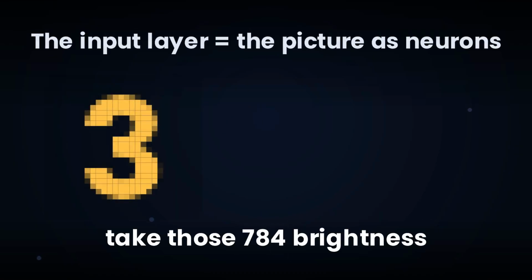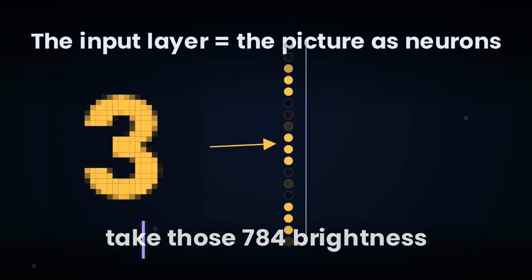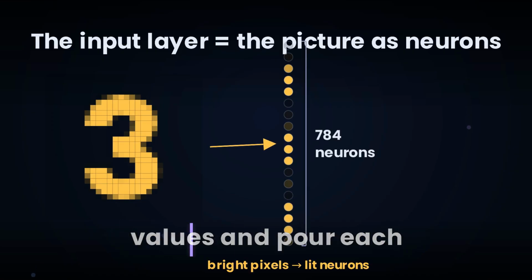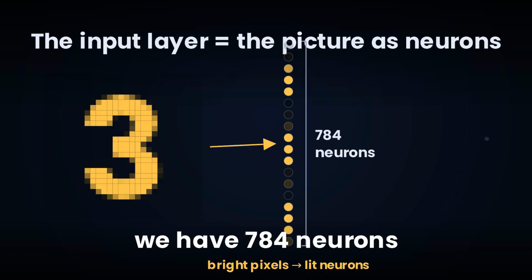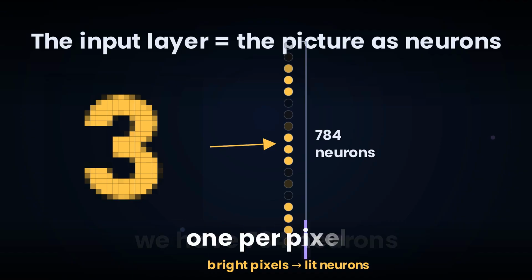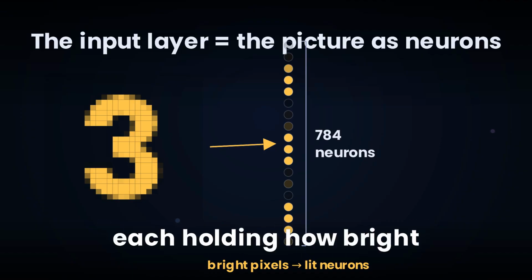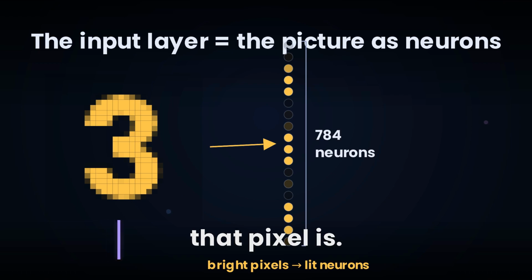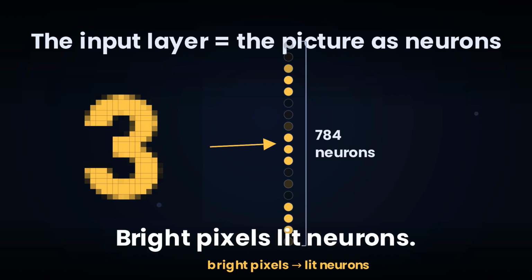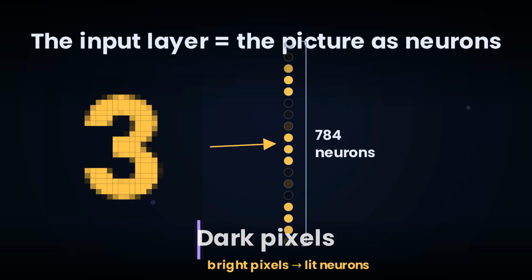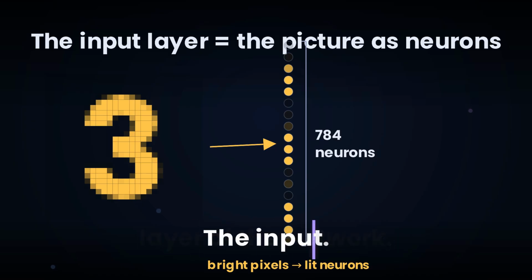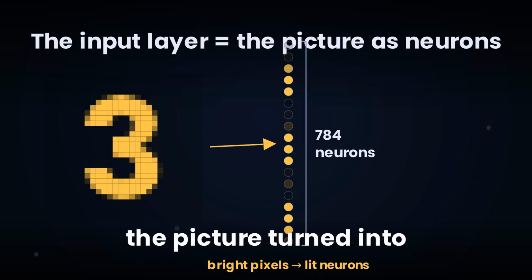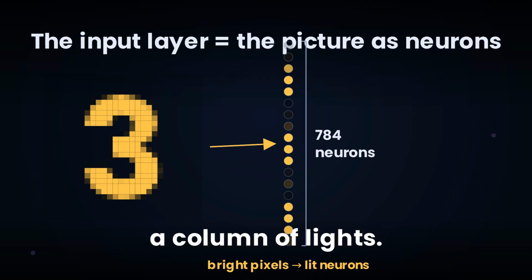So take those 784 brightness values and pour each one into its own neuron. Now we have 784 neurons, one per pixel, each holding how bright that pixel is. Bright pixels, lit neurons. Dark pixels, quiet ones. This is the first layer of the network. The input. It is literally just the picture turned into a column of lights.